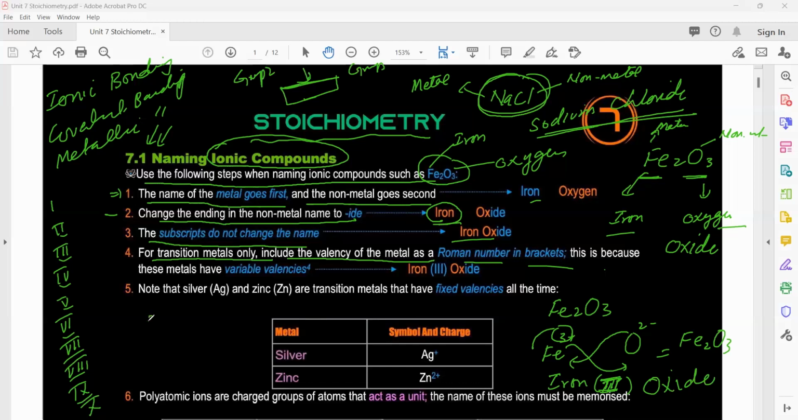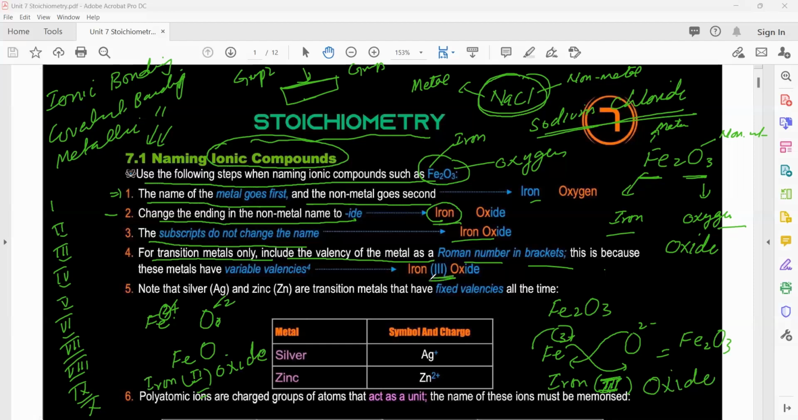Iron has another valency, that is 2, and oxygen is 2 minus. So when they make a compound, plus 2 and minus 2 cancel, and the formula is FeO. When you want to write the name of this one, iron, what is the valency? 2, so you will write II and then you will write oxide. So this is how you name it if there is a transition metal.